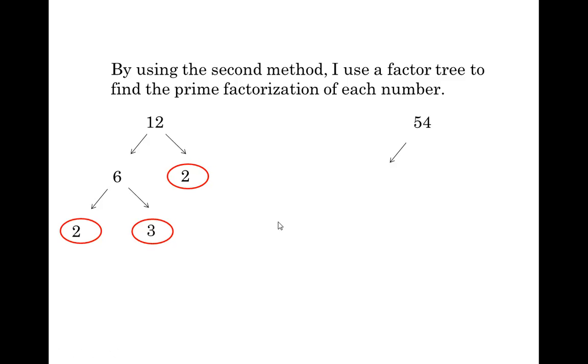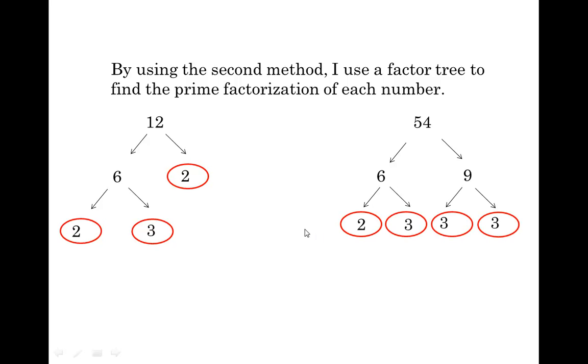54 can be factored into 6 times 9, which are neither prime, so 6 again factors into 2 times 3, and 9 into 3 times 3. And these are all prime. So now I have the prime factorization of 12 is 2 times 2 times 3. And the prime factorization of 54 is 2 times 3 times 3 times 3.